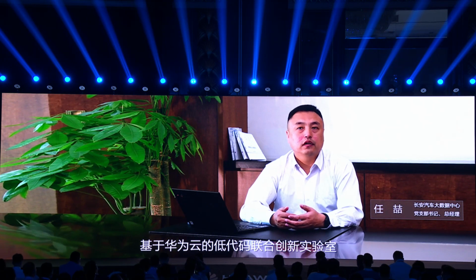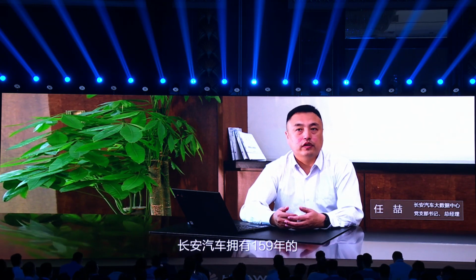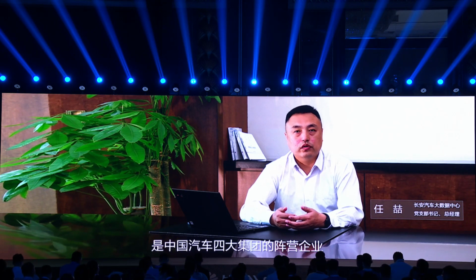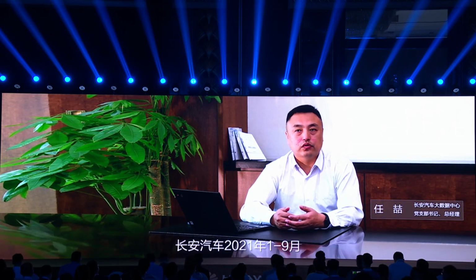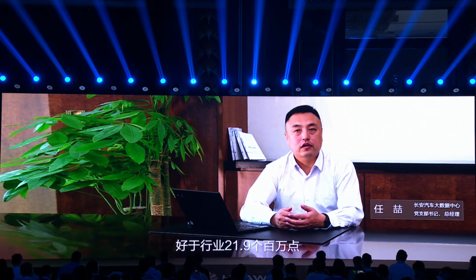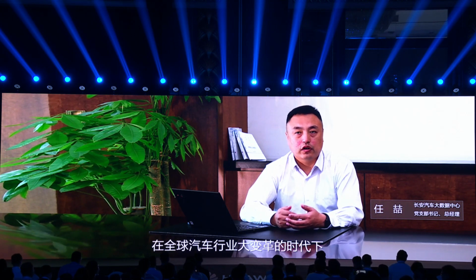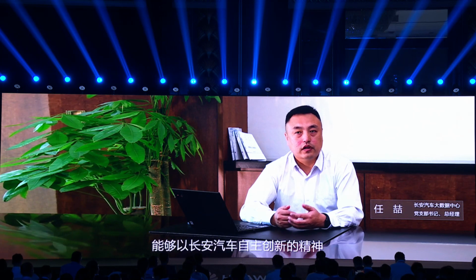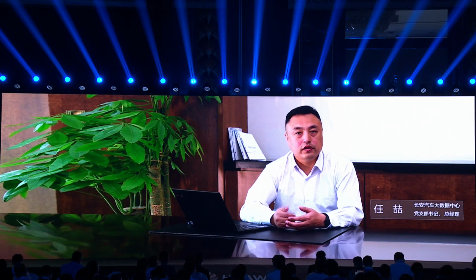We are very pleased to join Huawei in launching the local joint innovation lab based on Huawei Cloud. Chang'an Automobile has 159 years of history and 37 years of car manufacturing. Chang'an Automobile's sales volume of Chinese brands from January to September 2021 was 1.35 million, up 30.6% and 21.9 percentage points higher than the industry.